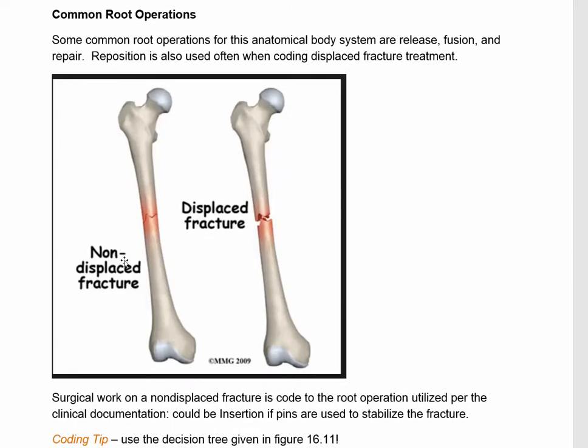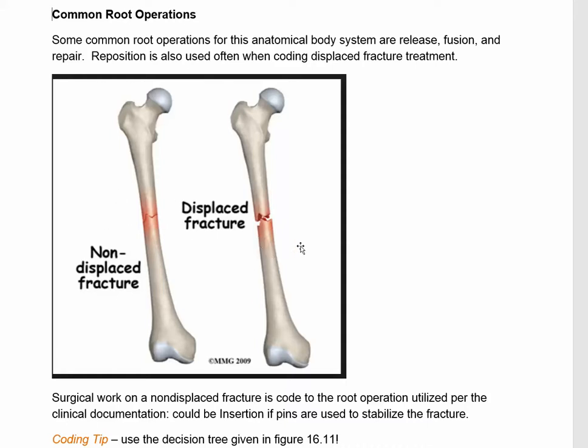And just to review, a non-displaced fracture is a fractured bone, but the bone fragments are in alignment. There's no fragmentation of the bone. These are typically what they call clean breaks. And they may be casted, but there's no type of pinning done or anything like that. This is a non-displaced fracture.